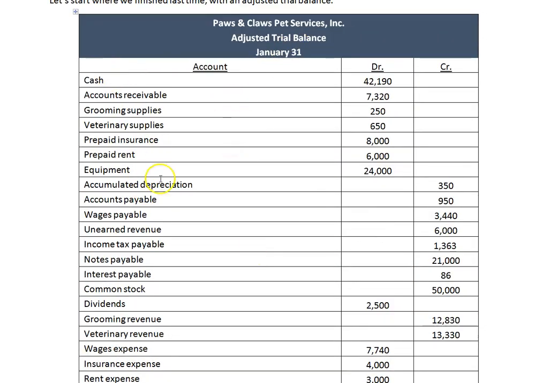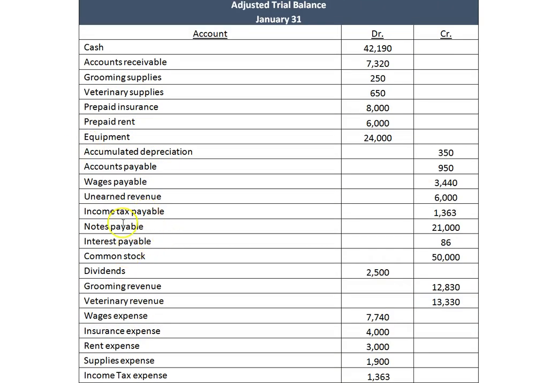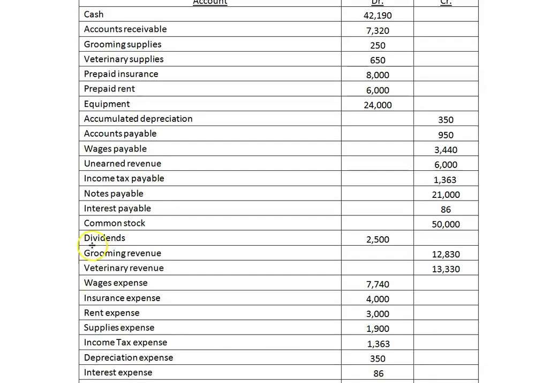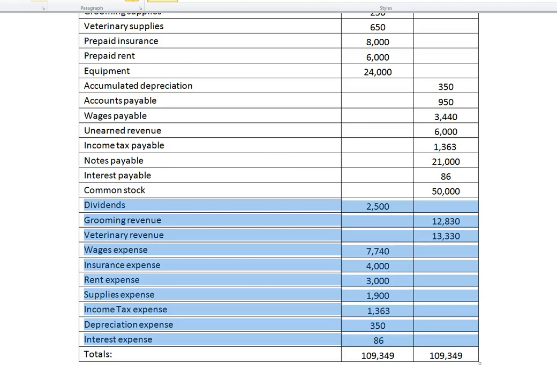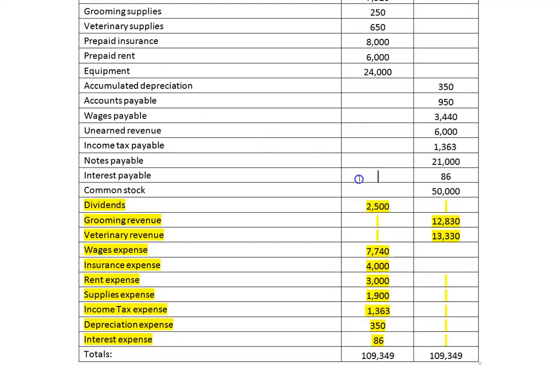So here's an adjusted trial balance, basically the end of the story from last time. There's a magic line in here. Let's see. Right here, basically the second half between dividends and common stock. Everything below this line will be closed out. Everything below it will be closed out, i.e. they're temporary accounts.